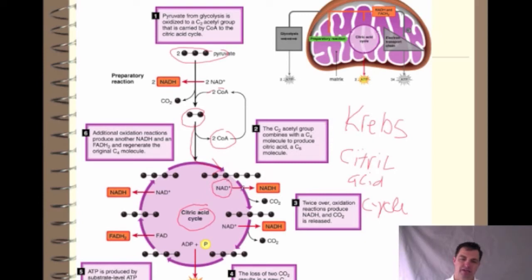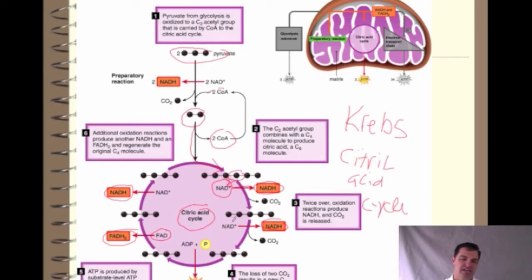Here's my NAD+. I'm going to make NADH. Out of that, I'm going to transfer the energy from this to NAD+ to get NADH. There's more NADH. There's more NADH. This one here is very similar. This is FAD becoming FADH2.